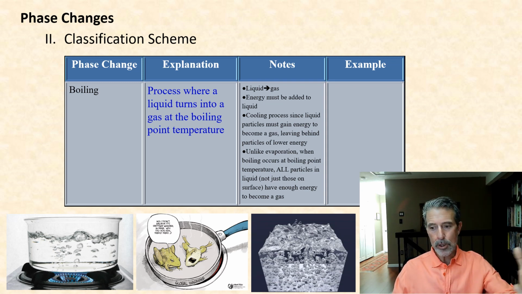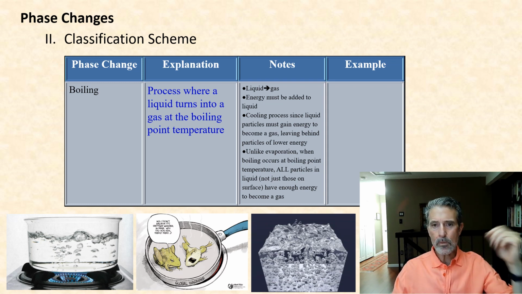You know that if you put a cup of water out in your room at room temperature, evaporation will take place well below the boiling point temperature. But for boiling, we're talking about not just the particles on the surface having enough kinetic energy to turn from a liquid to a gas. We're talking about all the particles having sufficient energy to make that transition from the liquid state to a gaseous state. That requires a much higher temperature.